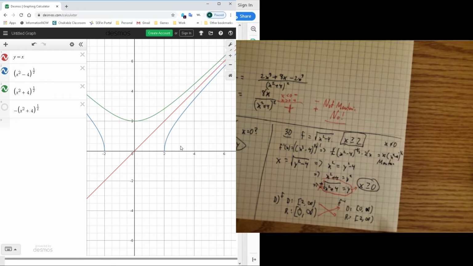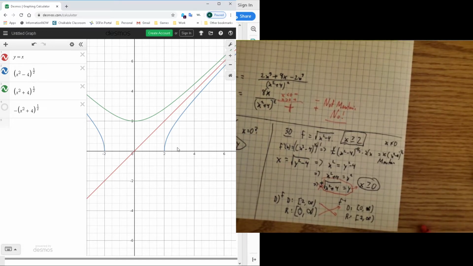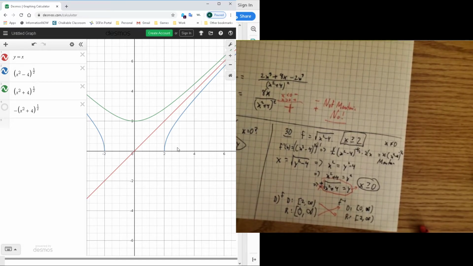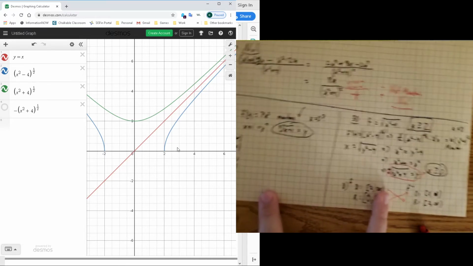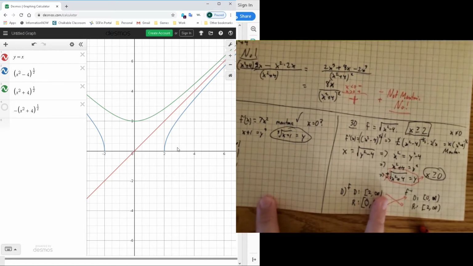So, there it is. That's our function. This is how you do ones like 26 and 30. Most of them are easier. These are actually the two hardest ones you have, where you have to actually do some extra work.